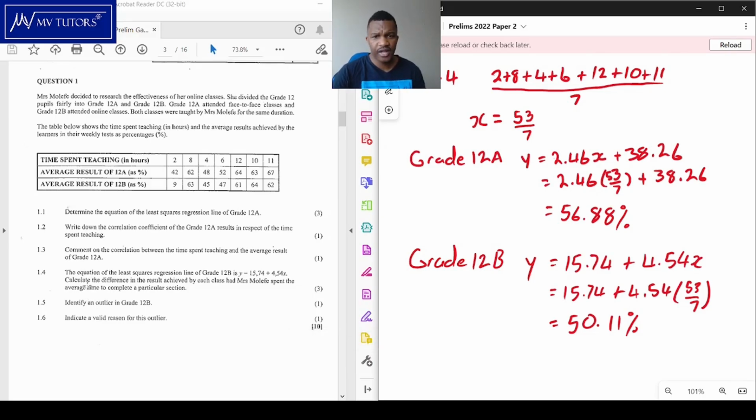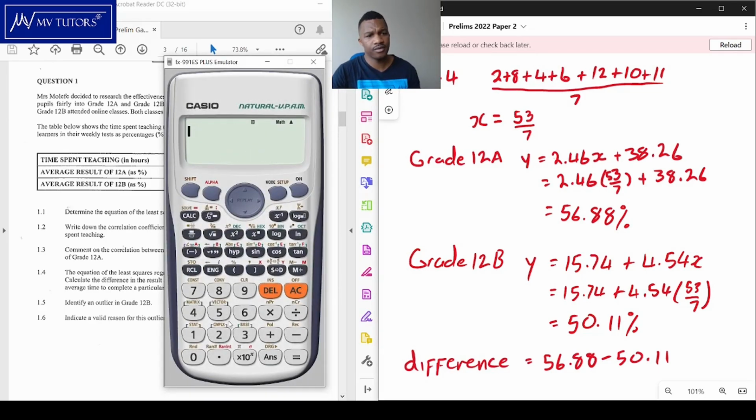Now let's go back to the question. It said calculate the difference in the result achieved. So now the difference would be the biggest number, which is 56.88, minus the smallest one, which is 50.11. Let's bring out the calculator. So 56.88 minus 50.11, we get a value of, the difference is 6.77%. That's your final answer. Okay.